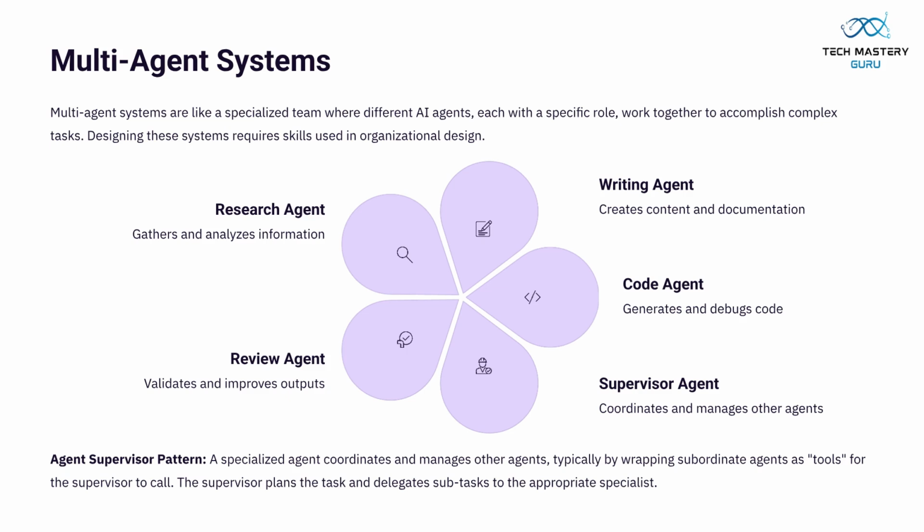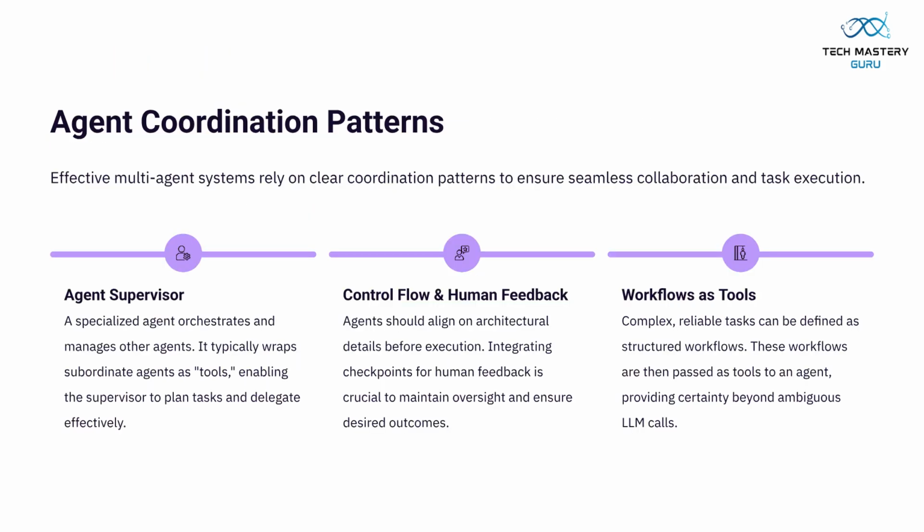The agent supervisor pattern involves a central agent coordinating others as tools. Effective multi-agent systems rely on clear coordination patterns. This includes the agent supervisor model, integrating control flow with human feedback at checkpoints, and defining complex tasks as structured workflows that agents can use as reliable tools.